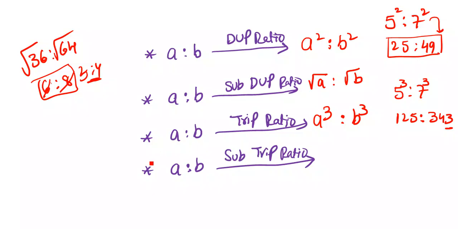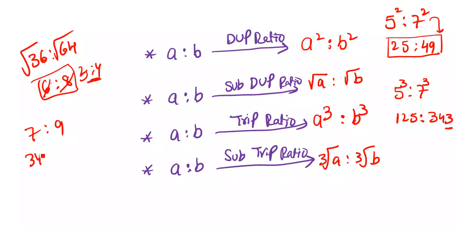A is to B sub triplicate ratio is cube root of A is to cube root of B. For example, 7 is to 9. Sorry, 1 second.